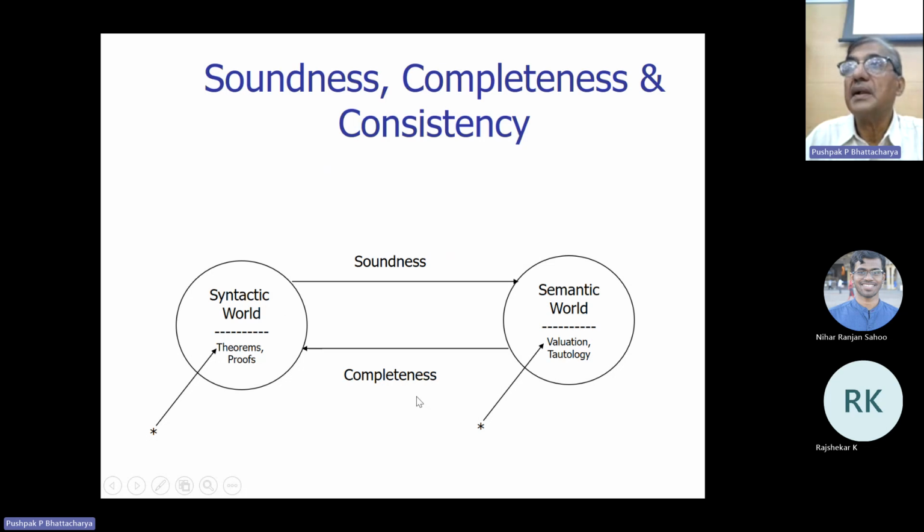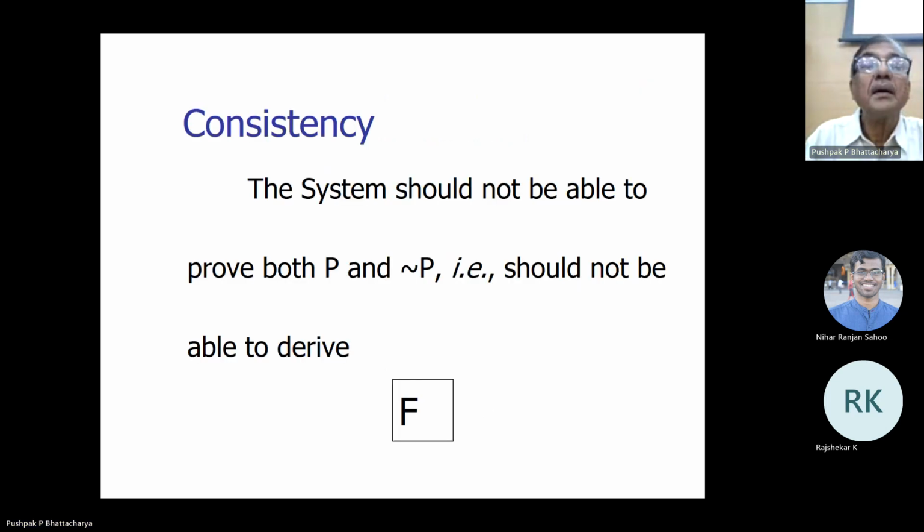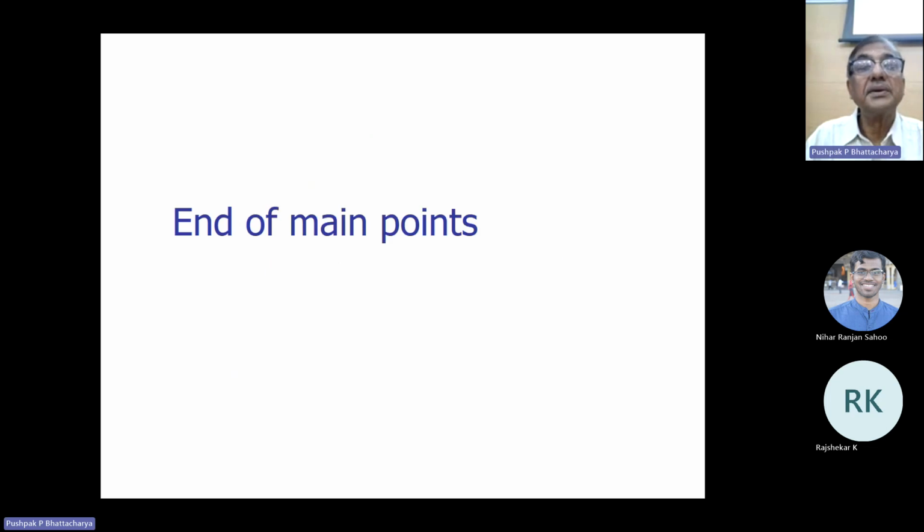of the formal system. And consistency is such that the formal system should not be able to prove both P and not P. If you prove both P and not P, then F is proved. F is the false system. So if any system believes in P and not P, then it is called inconsistent. Though in real life, intelligent systems have this inconsistent behavior all the time. So these were the main points covered in the last week.